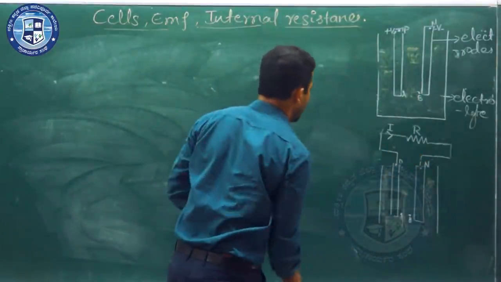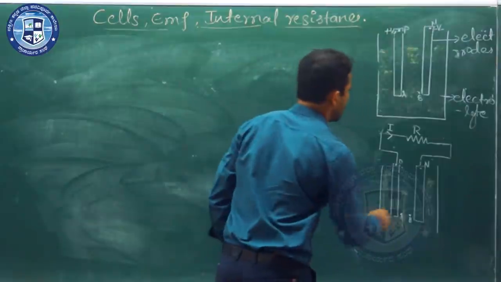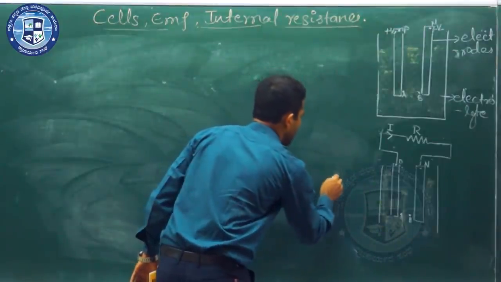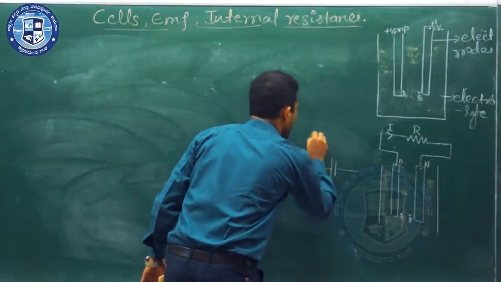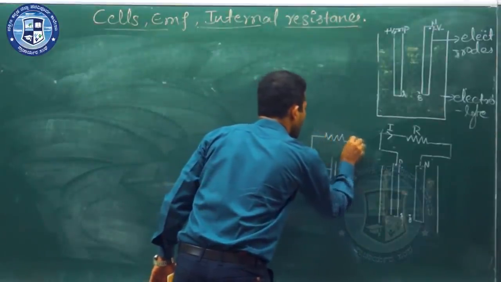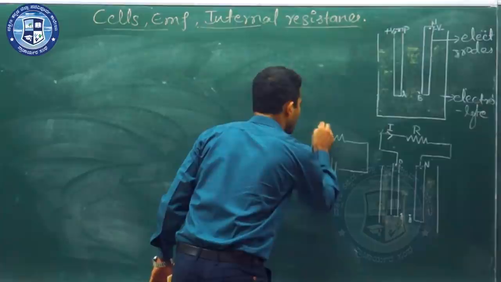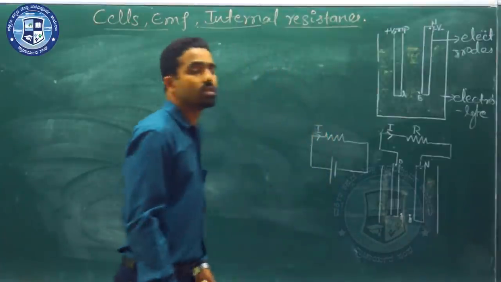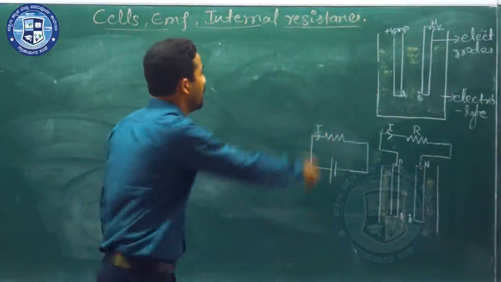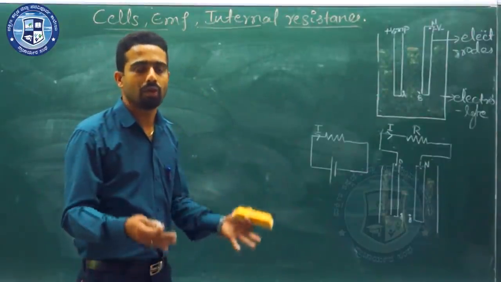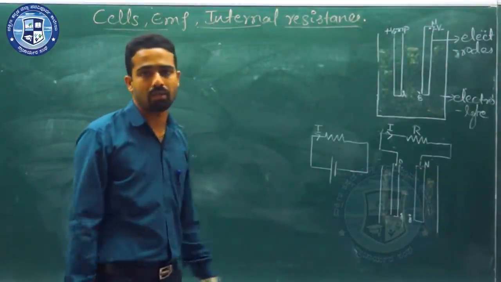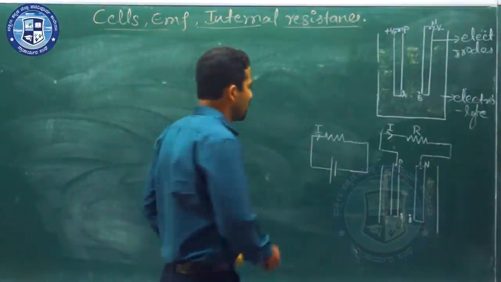And the symbol here, the symbolic representation, is like this. This is a symbolic representation, and this concept of cells is very important. So it will appear for 5 marks in your final examinations.